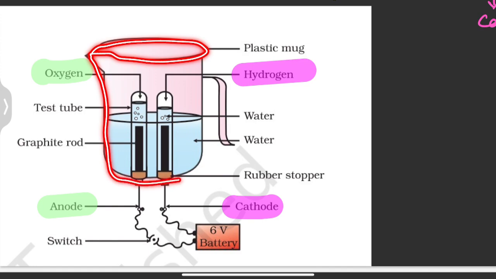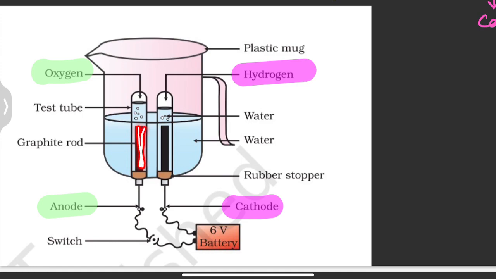So this is the mug you are going to take. In this you are going to dip electrodes. This black color are called as electrodes. So these electrodes are called as graphite rod. So here you can see it is mentioned.